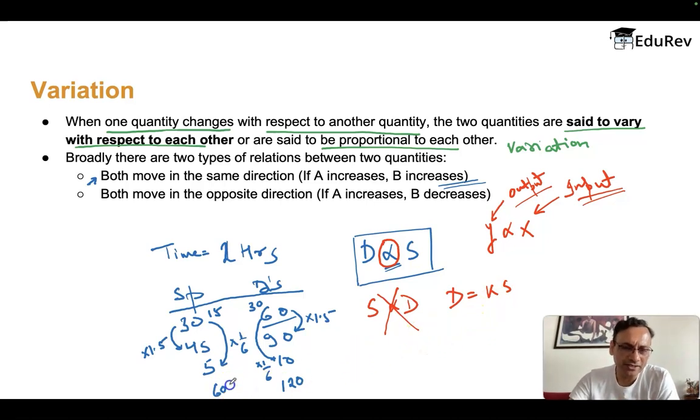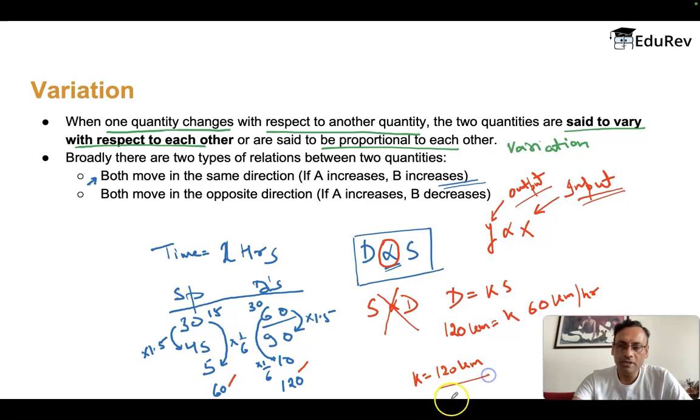Let's take any value. Let's take 60 and 120. So my distance, 120 kilometers, is equal to k into speed, which was 60 kilometers per hour. If you use this, you'll get k is equal to 120 kilometers upon 60 kilometers per hour. So your kilometer also will get cancelled. 120 by 60 will give you 2. And for k, you will get not only the value of 2, but also the unit of hour. So k will come to 2 hours.